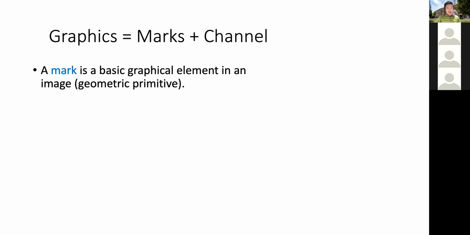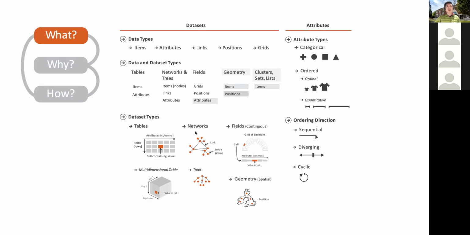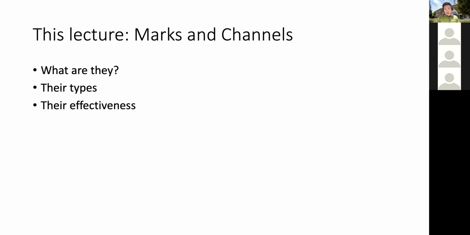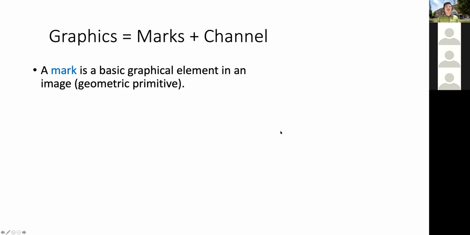So if I could go back, maybe go back here. Yeah. You can see this is my table dataset, and it is made up of the items, which in this case are the rows, and attributes, which are represented as the columns. So you can think of markers as representing the items, and the channels as representing the attributes. Okay, let's go back there. So a marker is a basic element.